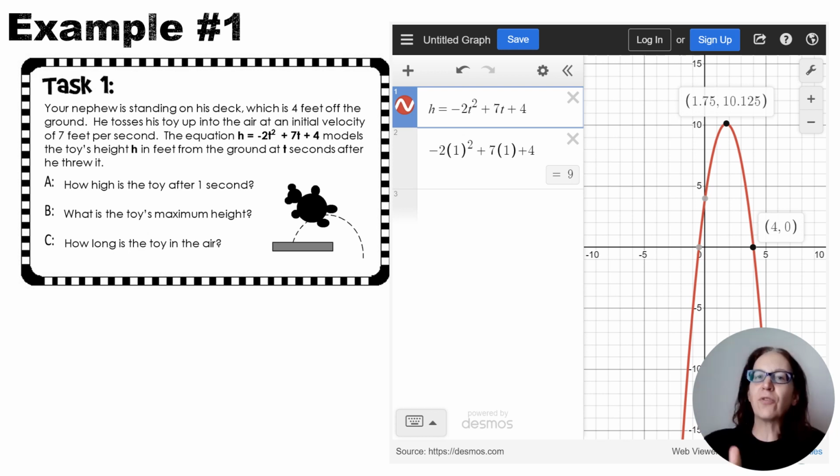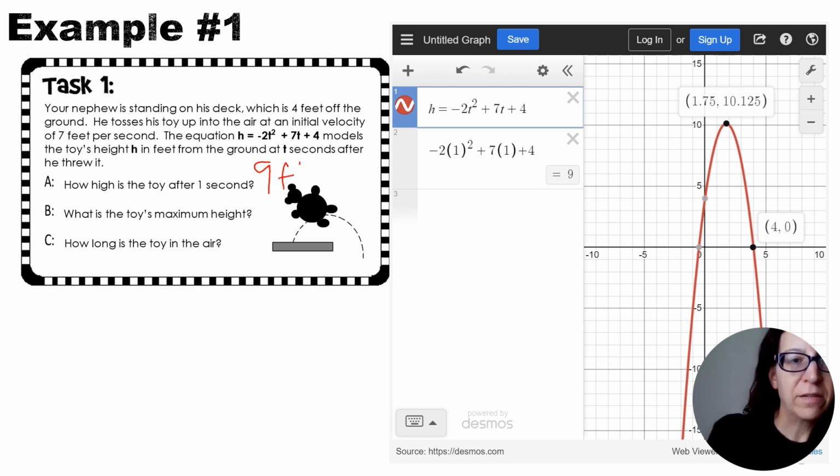So you can do that either way, and I like that you have options for the way to do it, because everybody's different. Some of you are really going to want to do that by plugging the number in. Some of you might want to trace it on the graph there. Okay, so after 1 second, the toy is 9 feet in the air, and I need to be super careful about how I do this. Got my pen back. So 9 feet.